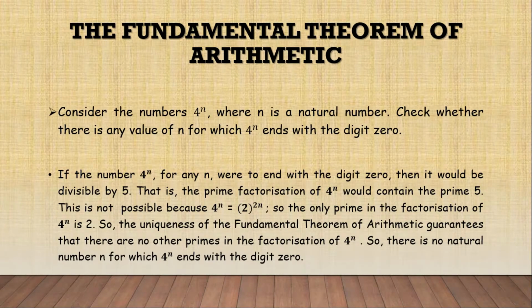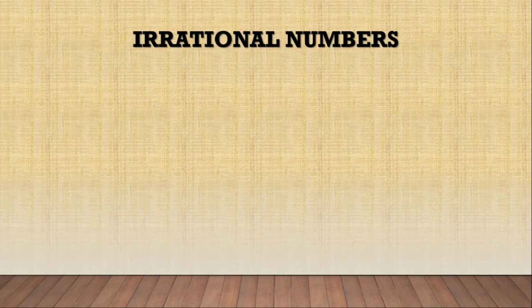Now let us study irrational numbers. We have already studied that numbers which cannot be expressed in the form p by q are called irrational numbers, and examples of irrational numbers are root 2, root 3, root 5, or in general, root p is an irrational number if p is a prime. Till now we have already studied two of the theorems of this chapter, that is Euclid's division lemma and the fundamental theorem of arithmetic.